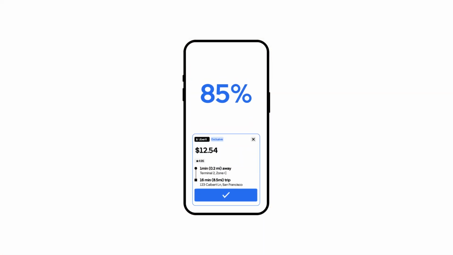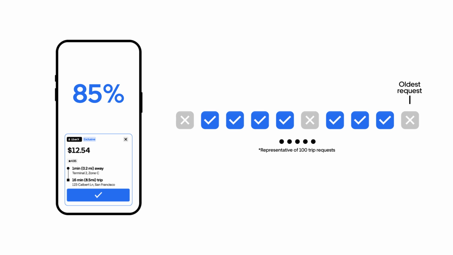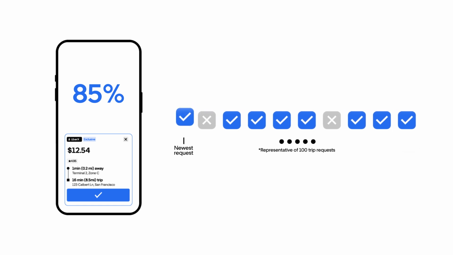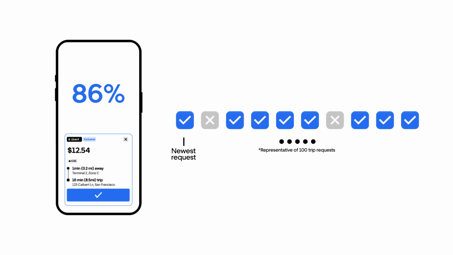Let's look at some examples to see how your acceptance rate changes when you accept or decline requests. Here's an example where you accept a new request and it replaces a declined request. Let's say your acceptance rate is 85%. That would mean that you have accepted 85 out of your last 100 trip requests. If you now accept a new request and your oldest request was a decline, then you now have accepted 86 out of your last 100 requests, which means your acceptance rate would go up to 86%.